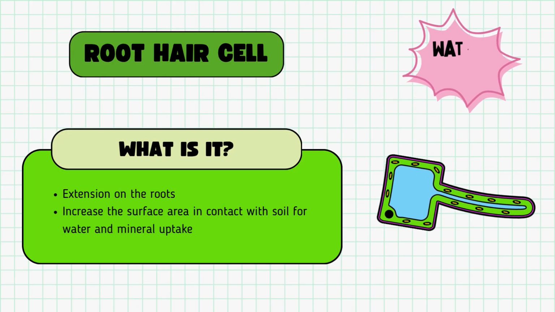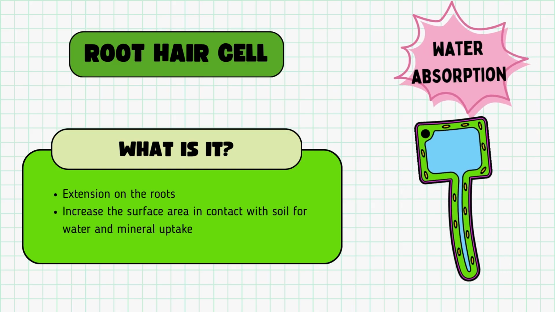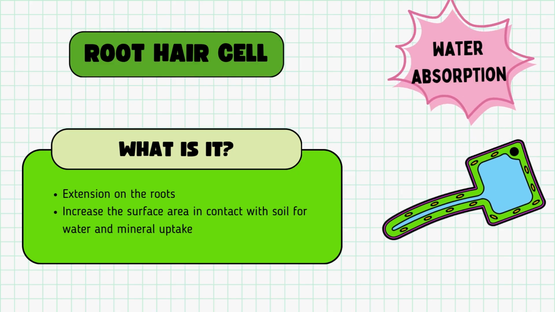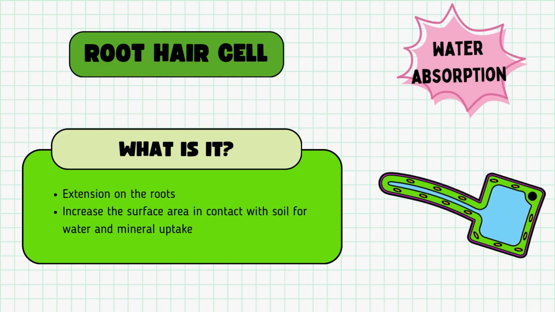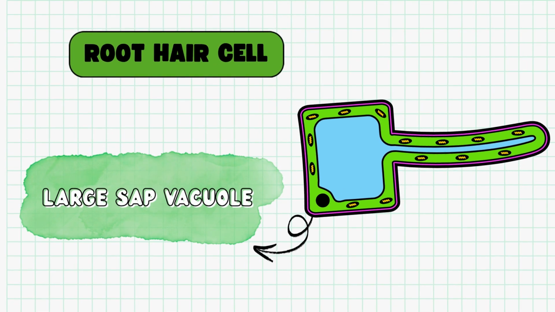Second in the list are the root hair cells. Their job is to absorb water and minerals from the soil, keeping the plant alive, upright, and thriving. What makes them adapted for this role is their long, thin extension, the root hair, that increases surface area massively, allowing more absorption. Their thin cell wall through which water can pass easily, and the presence of a large vacuole which stores the absorbed water and nutrients.